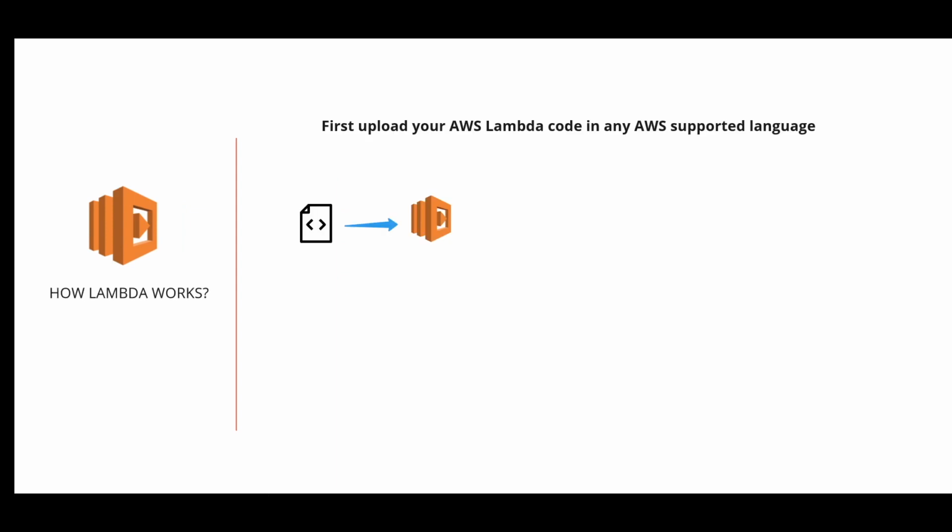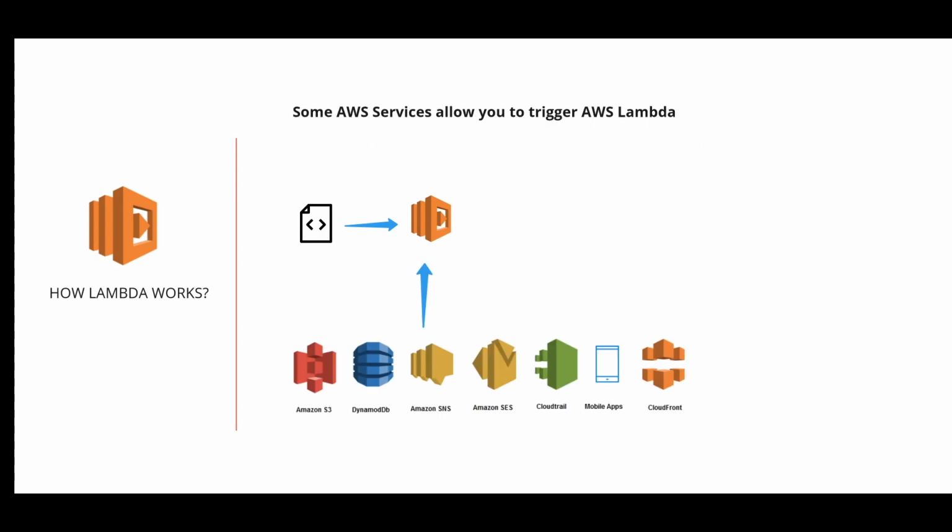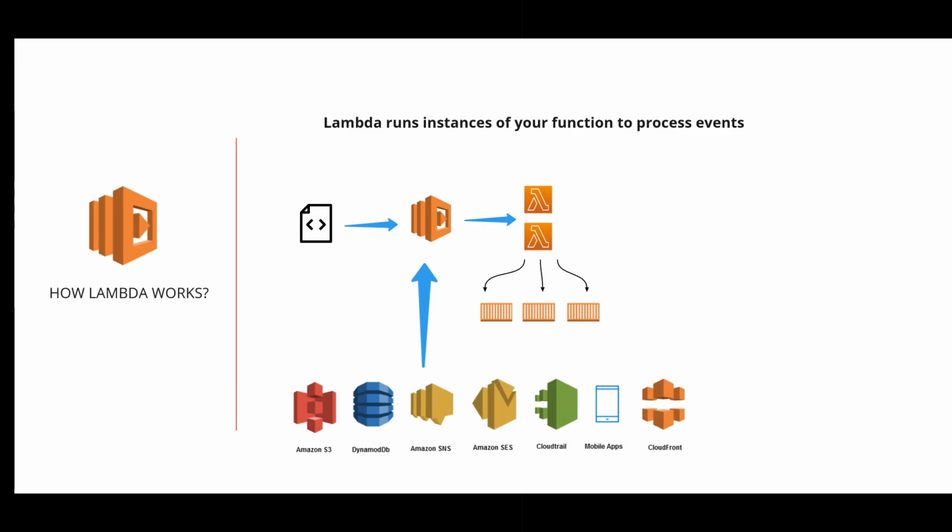First, you upload your AWS Lambda code in any AWS supported language. Lambda can run your functions when triggered by events from different AWS services, and Lambda executes the code when it's triggered. The Lambda function executes in a container. Each Lambda function runs in its own container, and when a function is created, Lambda packages it into a new container and then executes the container. And you are only charged when the code executes.